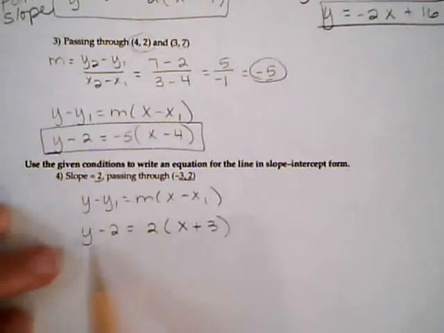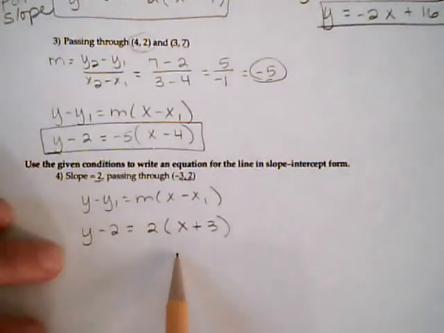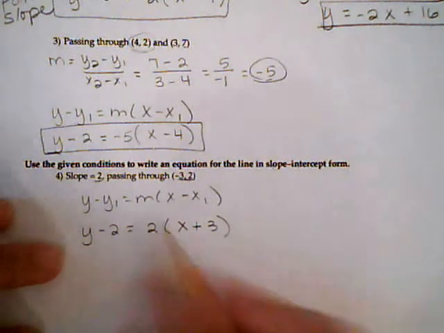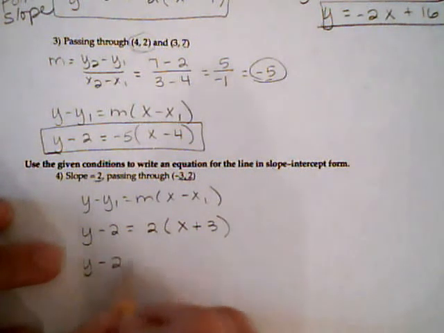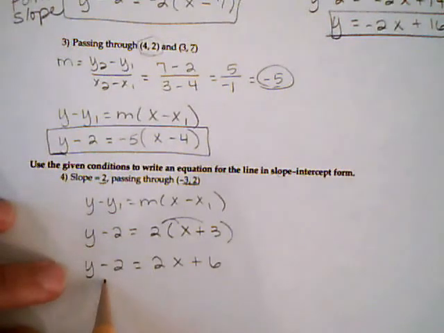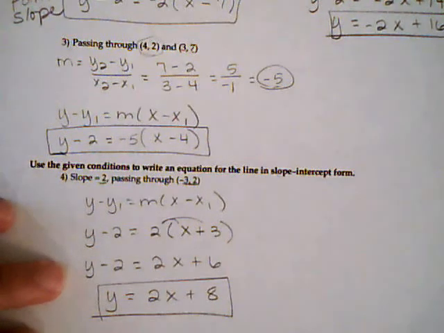Okay, so this is again point-slope form. The directions say slope-intercept form. So that means I need to distribute the slope, get y by itself, so I add 2, so I would have y equals 2x plus 8. And so that would be your equation in slope-intercept form.